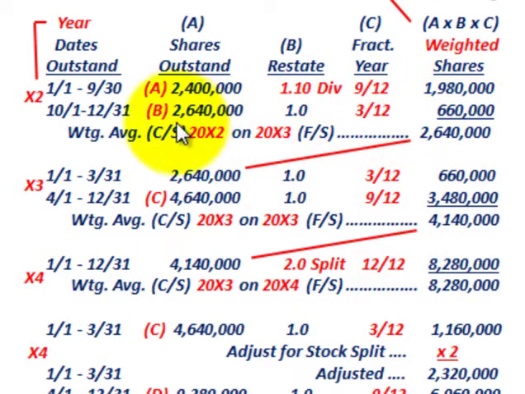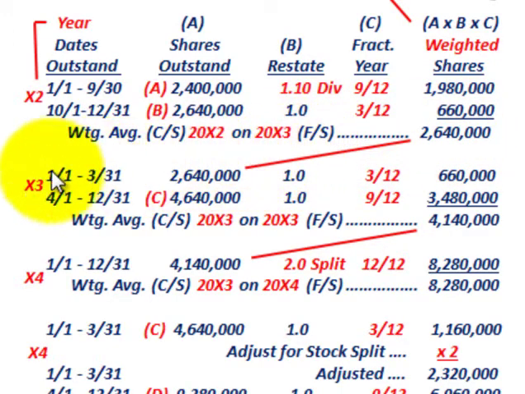Okay, so now to determine our weighted average for common stock for 20x2, how it should be reported on the 20x3 financial statements, just the sum total of that weighted average, we come up with 2,640,000. So, okay, that answers that question.